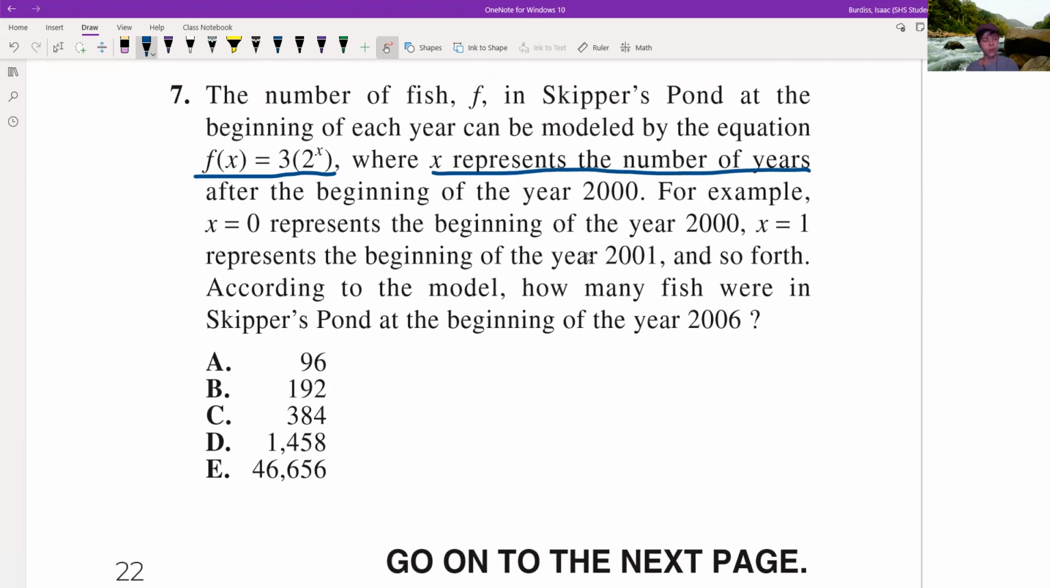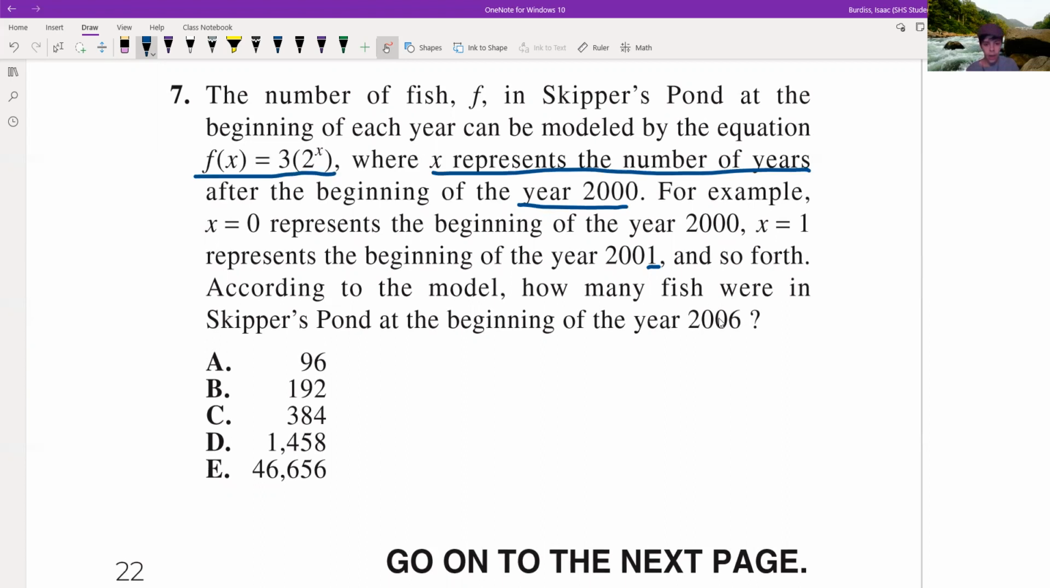And it's after the beginning of the year 2000. So that's the first year. It's saying at year 2000, X equals 0, and X equals 1 at 2001. So it's basically the last digit is what X equals.